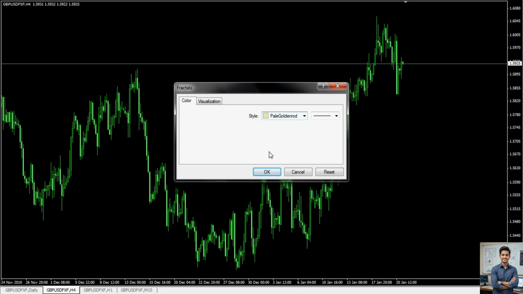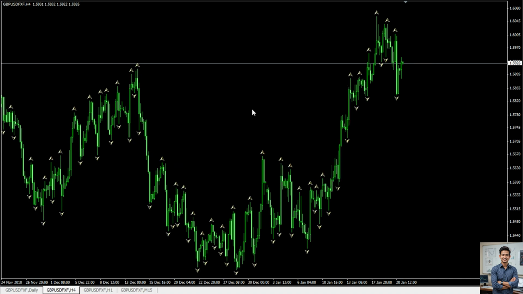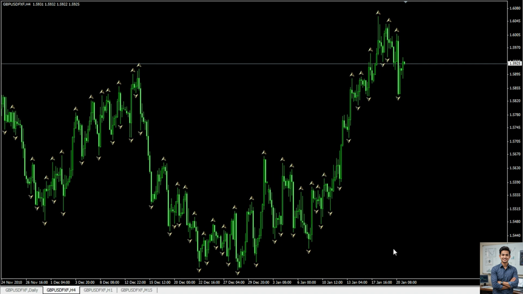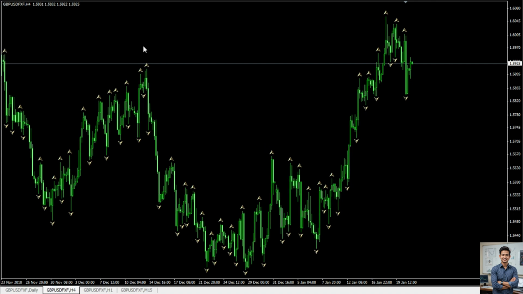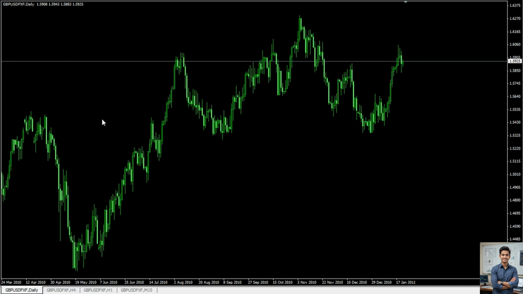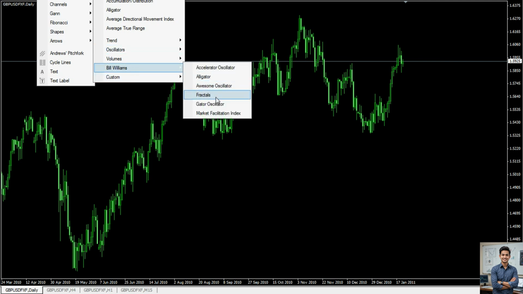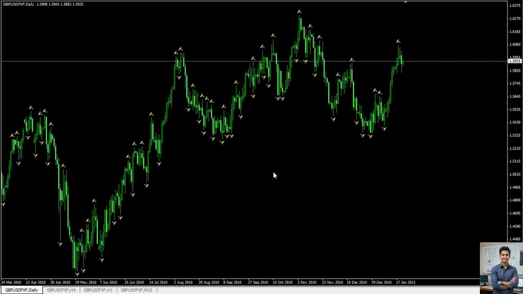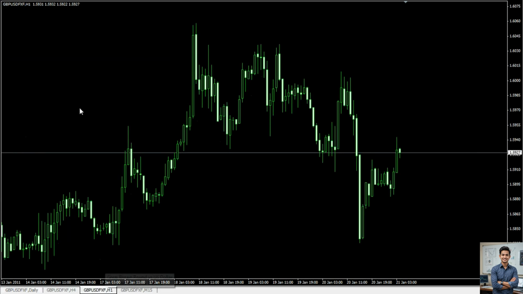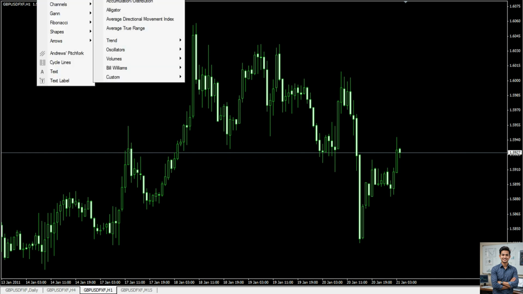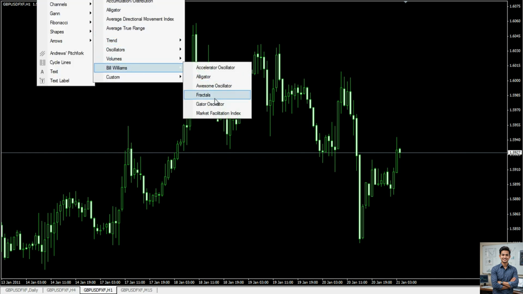and select the color you want to use. I like that one, and plot it. Okay, and then you have your fractals to do your analysis on market flow. Okay, now you want to do that also on your daily chart. So we will drop that indicator in on the daily as well. Okay. And the 1 hour, we will do the same thing and add the fractals.